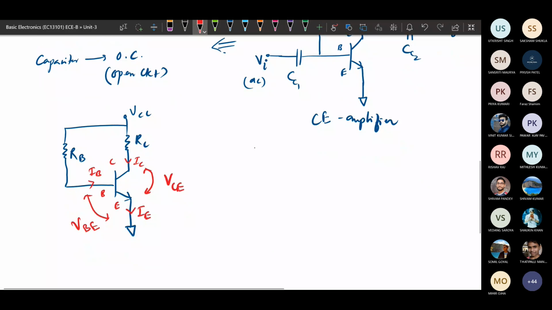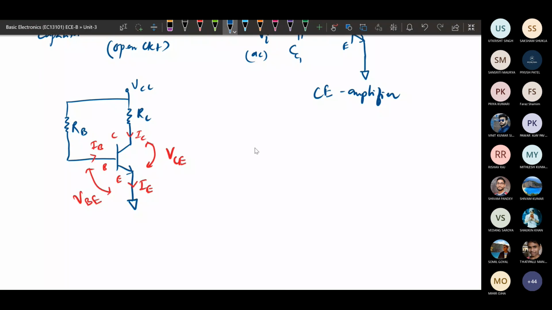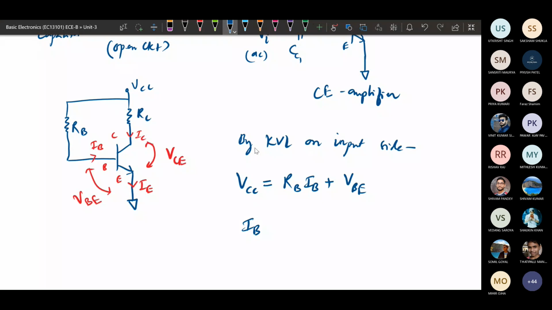So we will go with the analysis. Applying KVL on the input side, here this is VCC, this is RB, and this is VB. By KVL, VCC equals the current flowing, which is IB, times RB, plus VBE. This will be the KVL equation. From there, IB can be given by IB equals VCC minus VBE divided by RB.